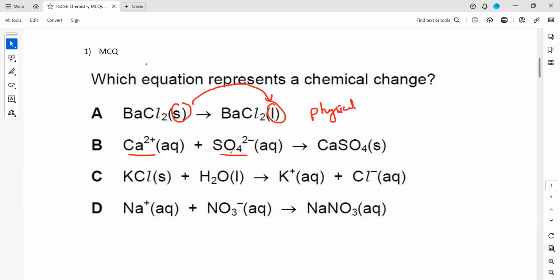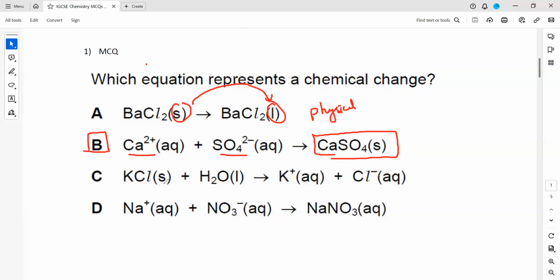Calcium ion reacted with sulfate ion to form a solid calcium sulfate. Like calcium ion from a solution and sulfate ion from the solution, they're separate, but they combine and form calcium sulfate. So a new substance is formed. Calcium ion was separate, sulfate ion was separate, and they turned into calcium sulfate, a solid. So B is the right answer.